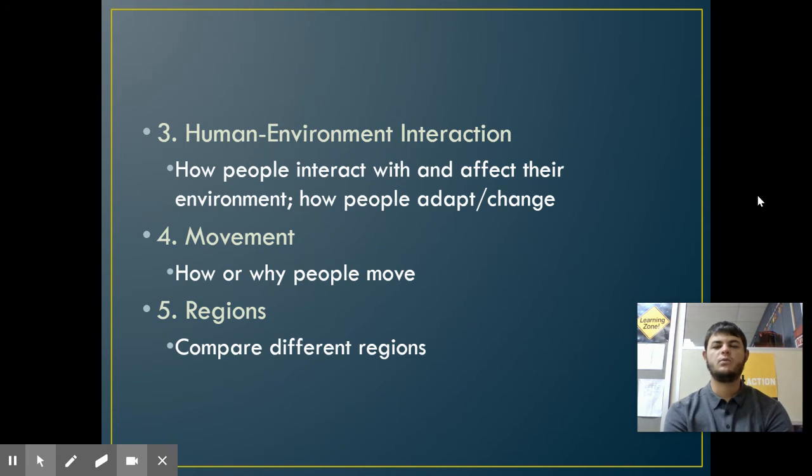Movement would be how or why groups of people move. This can be all sorts of reasons. It could be geographical reasons. It could be the weather. And then any other reason that people might move. Jobs. Maybe they're trying to get away from something, move somewhere else. The fifth one is regions. So it's essentially just how different regions are compared to one another, how the regions are different.